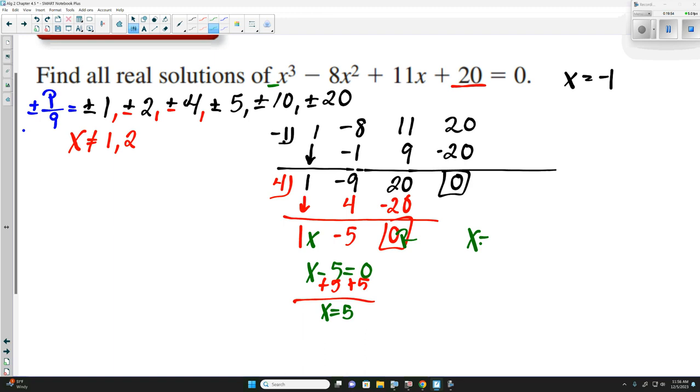So our solutions are that x is negative 1, x is 4, and x is 5. So here it worked out nicely that we got 3 nice whole number answers. But it does give us an idea of where to look, what values will work.